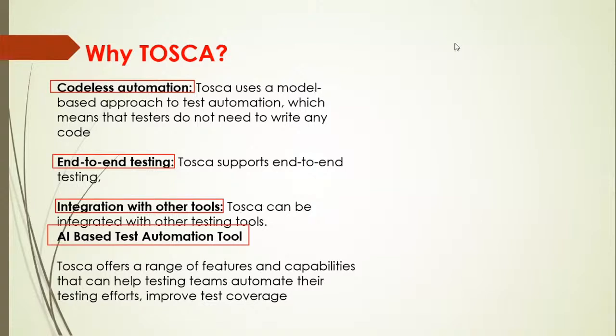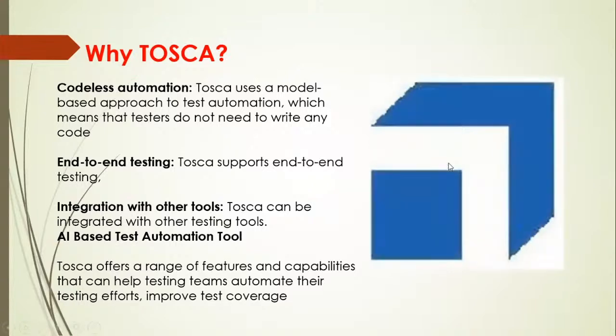I'll show you the TOSCA icon representation, team. This is the icon representation that belongs to version 13.0. We use this icon representation in versions 13.2, 13.4, and 14.0. But after 14.0, we have a different icon representation in Tricentis TOSCA. The latest version is 16.0, and the 16.0 icon representation also changed. Clear? These are all the versions. Currently, on my system, I am using 15.0.